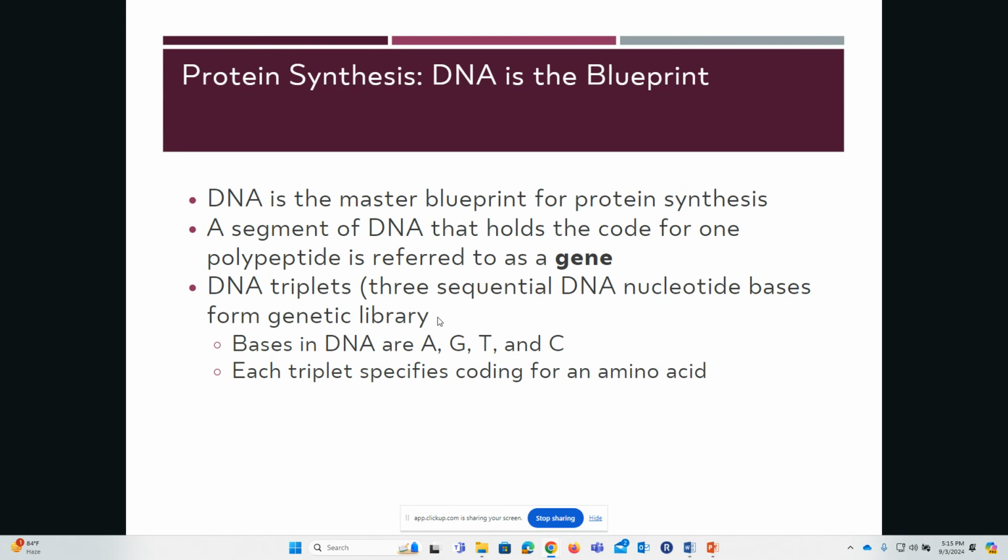Remember that DNA has bases that include A, G, T, and C, or adenine, guanine, thymine, and cytosine. And each triplet, in a specific order, is going to code for a particular protein by coding triplet by amino acid.